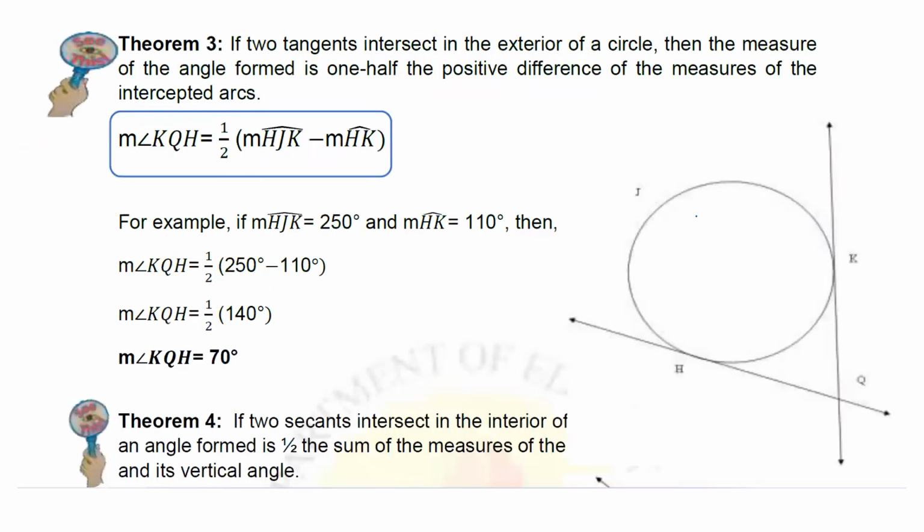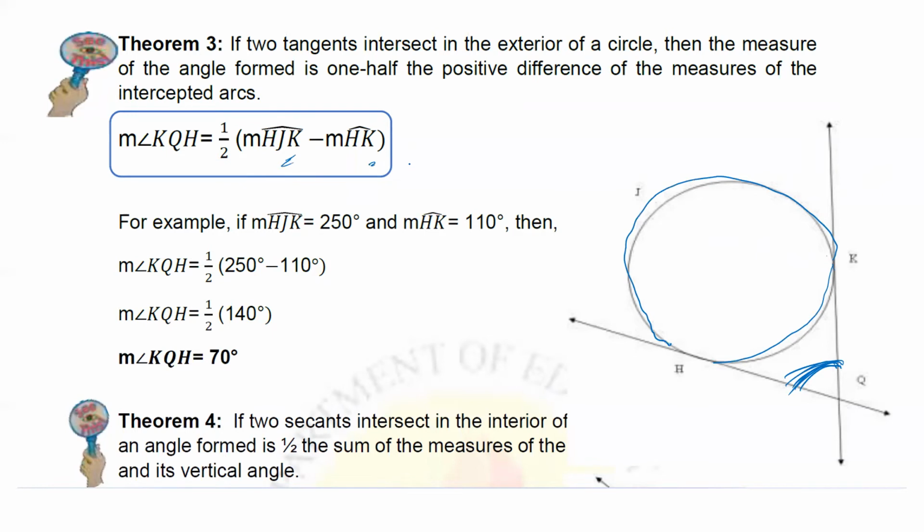Theorem 3 naman is two tangents. Two tangents intersect at the exterior of a circle. Same as before. We have here two intercepted arcs, one bigger, one smaller. To get the measure of the angle formed, you get 1/2 the difference of these intercepted arcs, of course, the bigger arc minus the smaller arc.